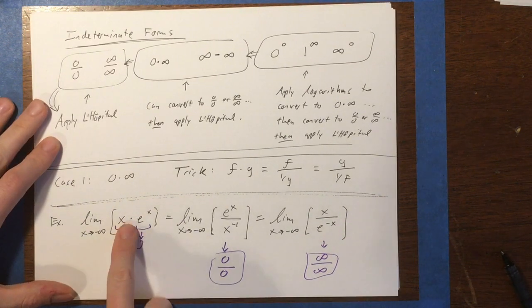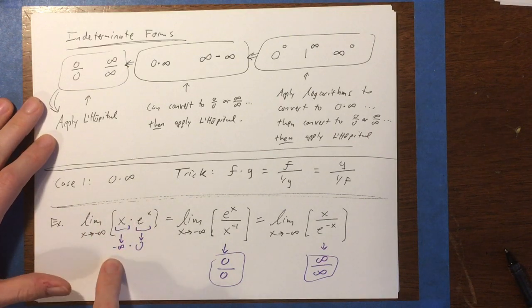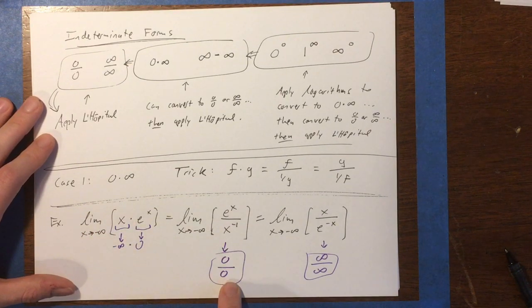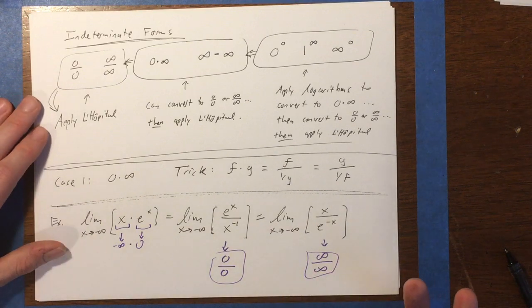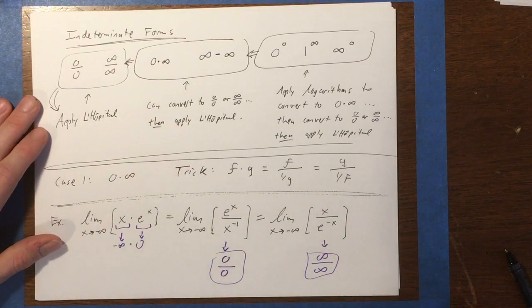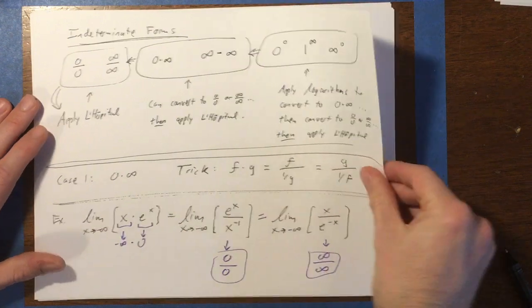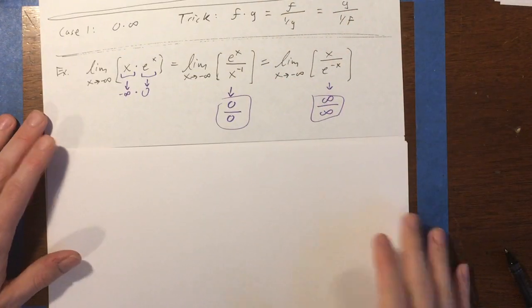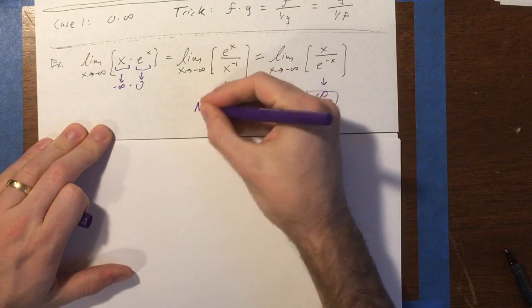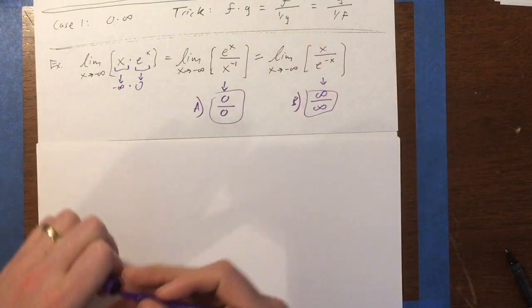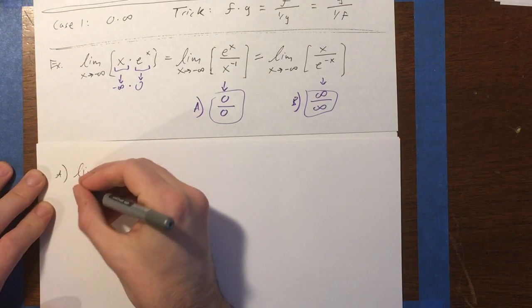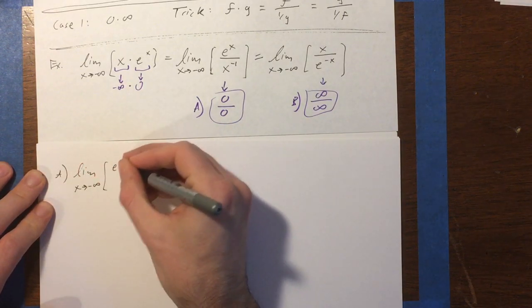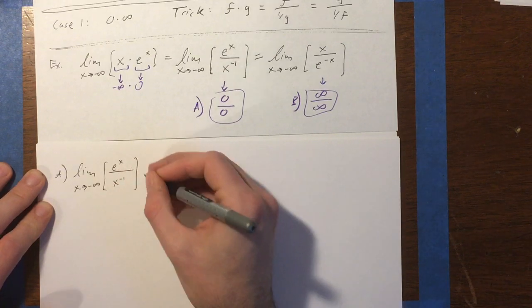So the point is, when you have a product, one of them is 0 and one of them is infinity, you can flip it one way and get 0 over 0, or you can flip it another way and get infinity over infinity, and either of these should work, hypothetically. In reality, in practice, sometimes only one of them works and the other one doesn't. So let's try both of them and see what happens. We're gonna do A and B. Okay, so A, the limit as x approaches negative infinity, e to the x over x to the negative 1.